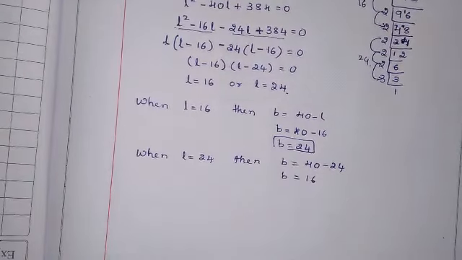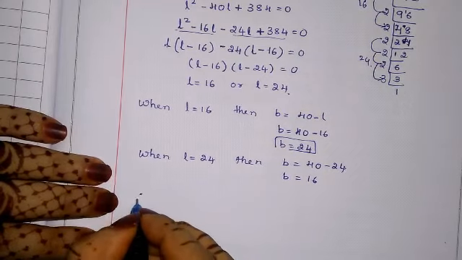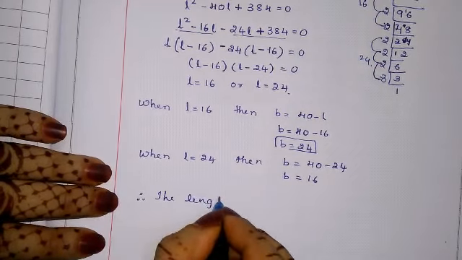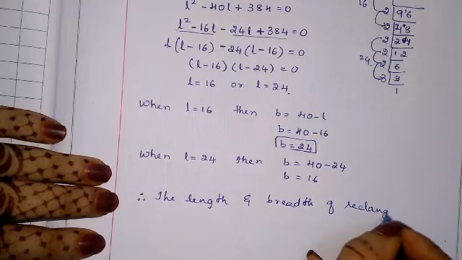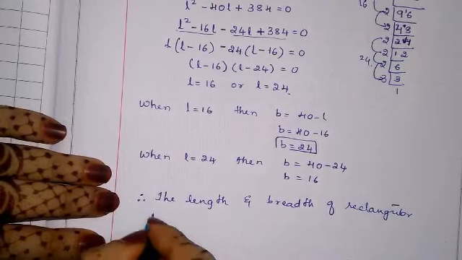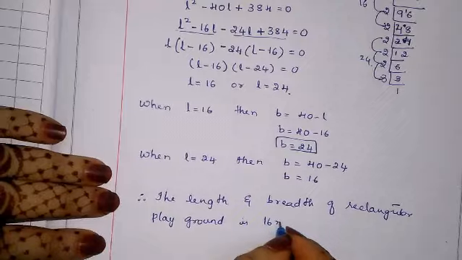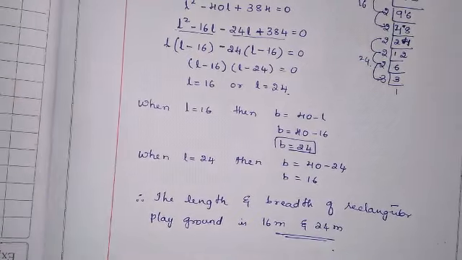Okay. Therefore, they have told us to find the length and breadth. Now, therefore, the length and breadth of the rectangular playground is 16 meters and 24 meters. So this is the solution for question number 25.